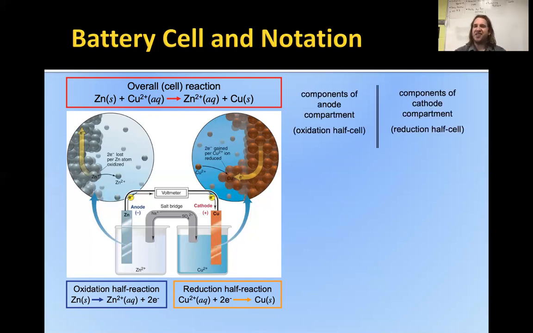And so what we do is we have this shorthand way of writing this. We're going to put our components of our anode or oxidation half reaction, what's going on in the anode side, on one side. The double line here represents our salt bridge or our divider.